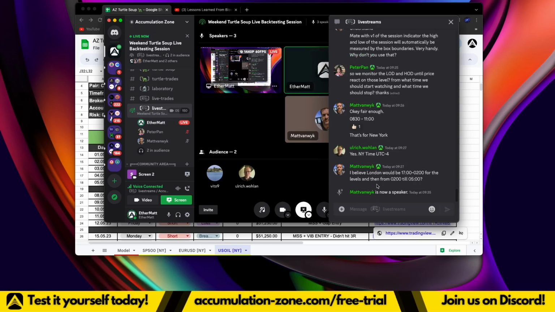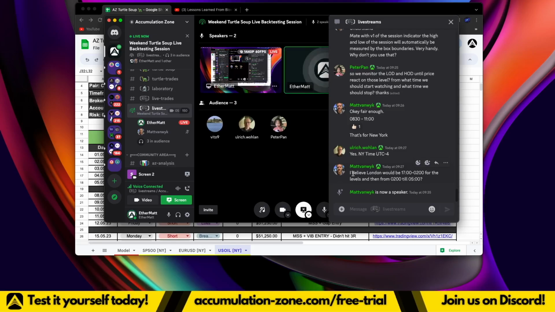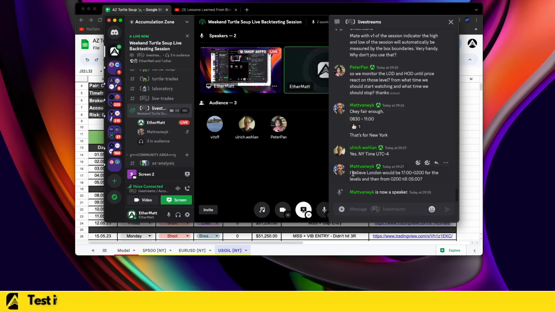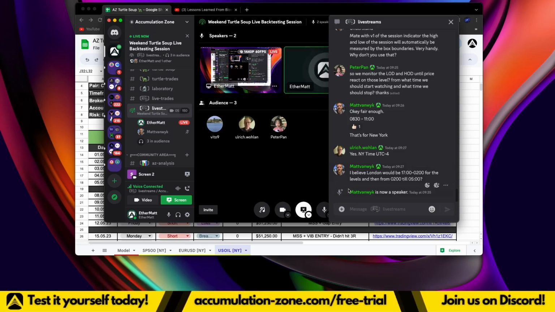I believe one of them would be 7 to 2 for the levels, and then from 2 until 5. Yes, that would be the London turtle soup, or whatever we want to call it. There's not really a name I have decided on yet. Let's call it an ICT style setup, looking for a reversal below or above the high of the day.